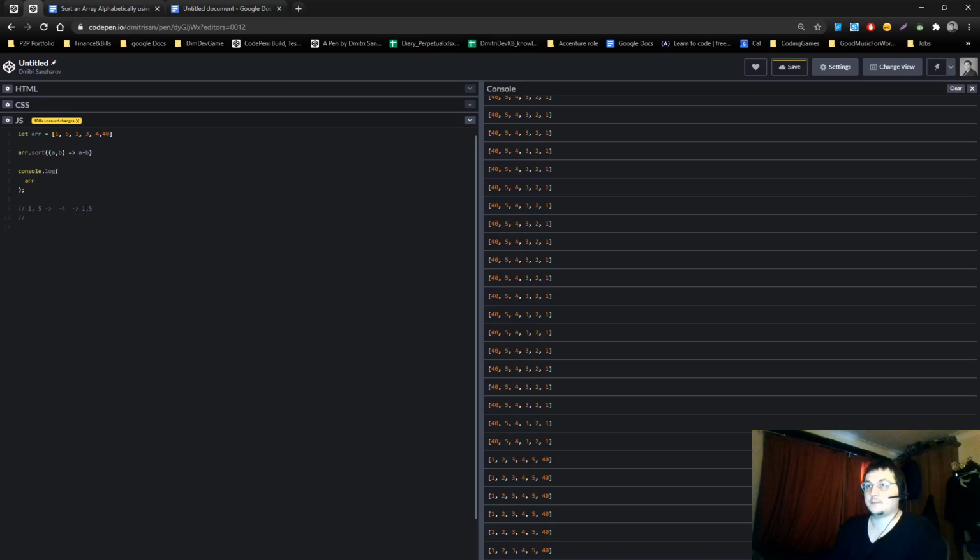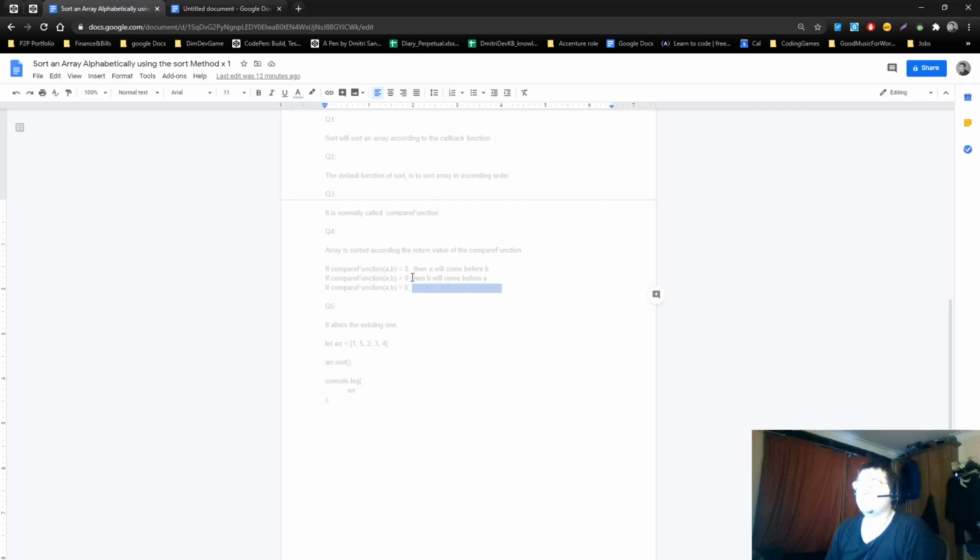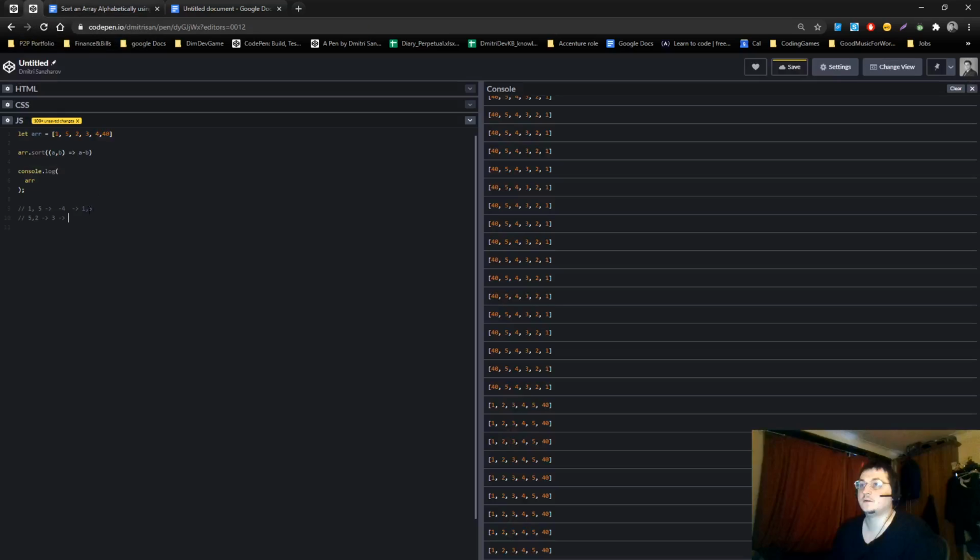So now, second iteration, 5 and 2. We look at the rule, A minus B, 5 minus 2 is 3. It's positive. So we'll look at the rule. If it's positive, B will come before A, which means that 2 will be here and 5 will be pushed in here. Okay.